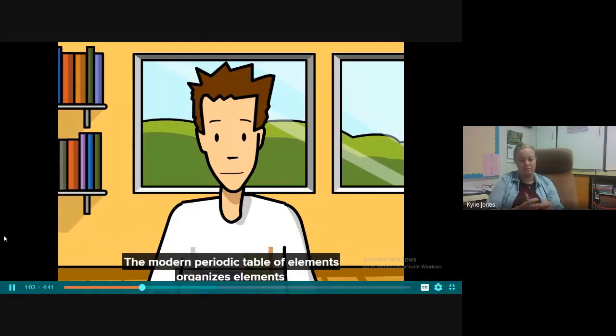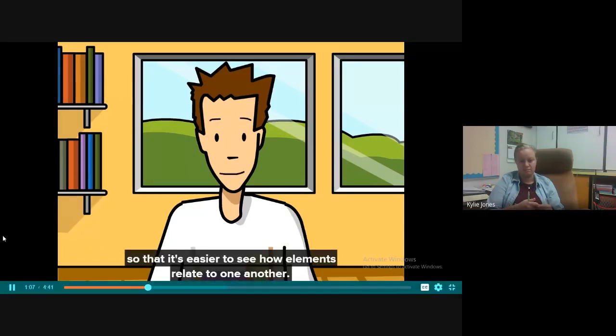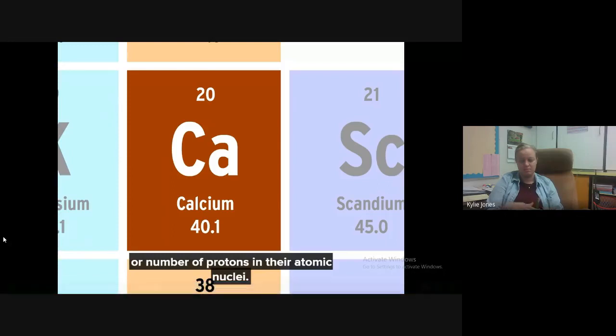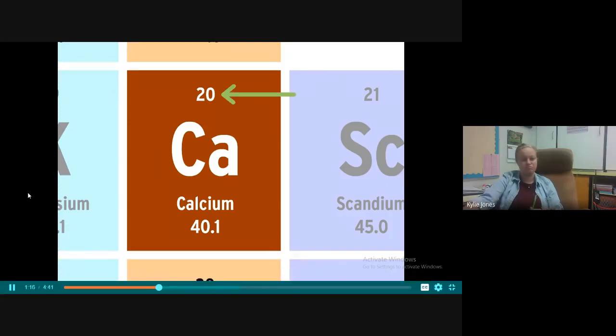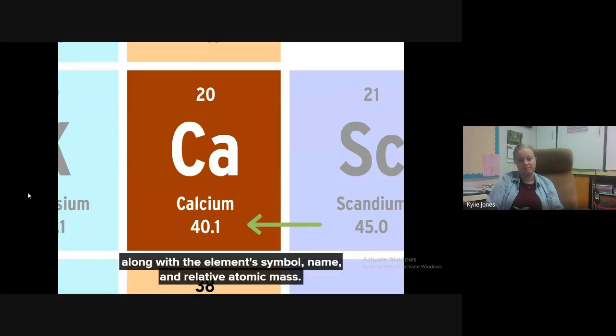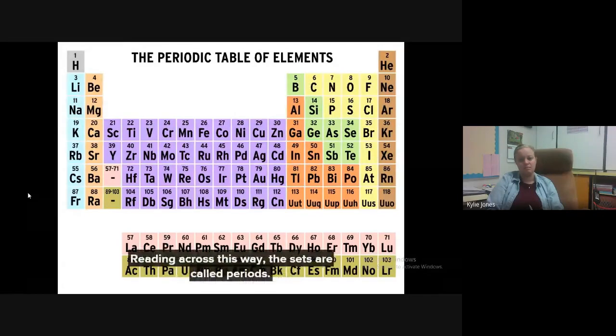The modern periodic table of elements organizes elements so that it's easier to see how elements relate to one another. Well, first off, the elements are listed by their atomic number, or number of protons in their atomic nuclei. You can find that here, along with the element's symbol, name, and relative atomic mass. You can read across the table this way. Hydrogen has 1 proton, helium has 2, lithium 3, beryllium 4, boron 5, and so on. Reading across this way, the sets are called periods.